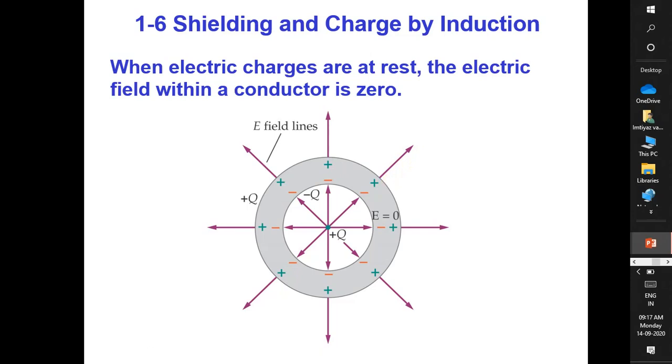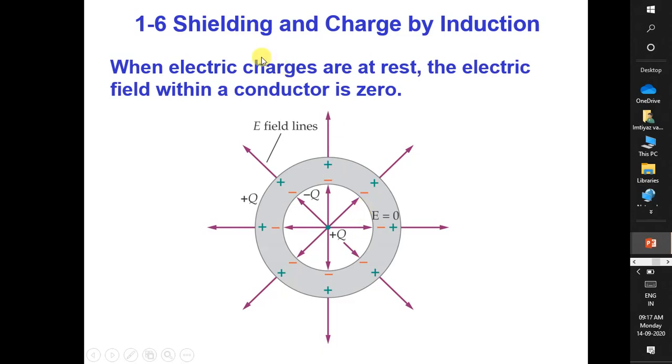See here, these electric field lines. This is our electric field line, the positive electric field line. This is our positive electric field line, but this is our negative electric field line, the inside negative electric field line.